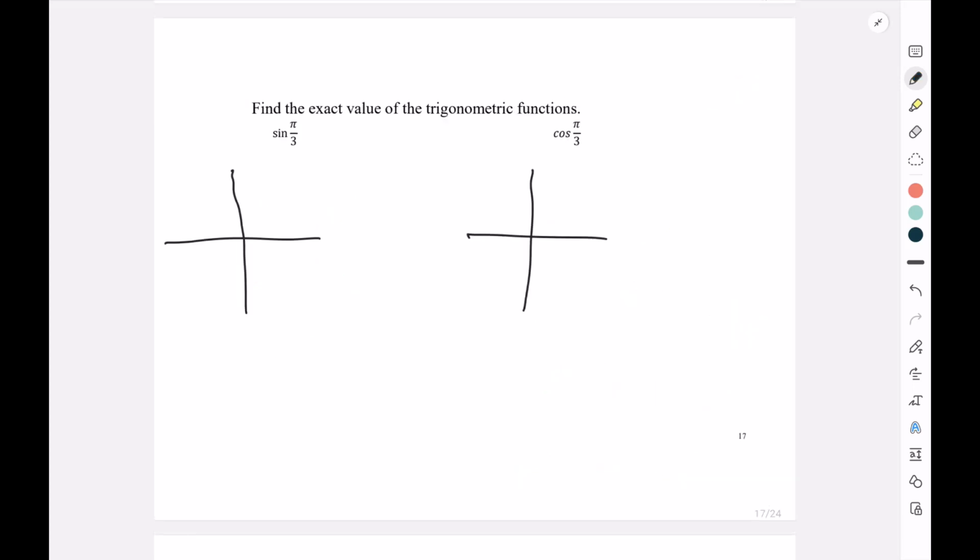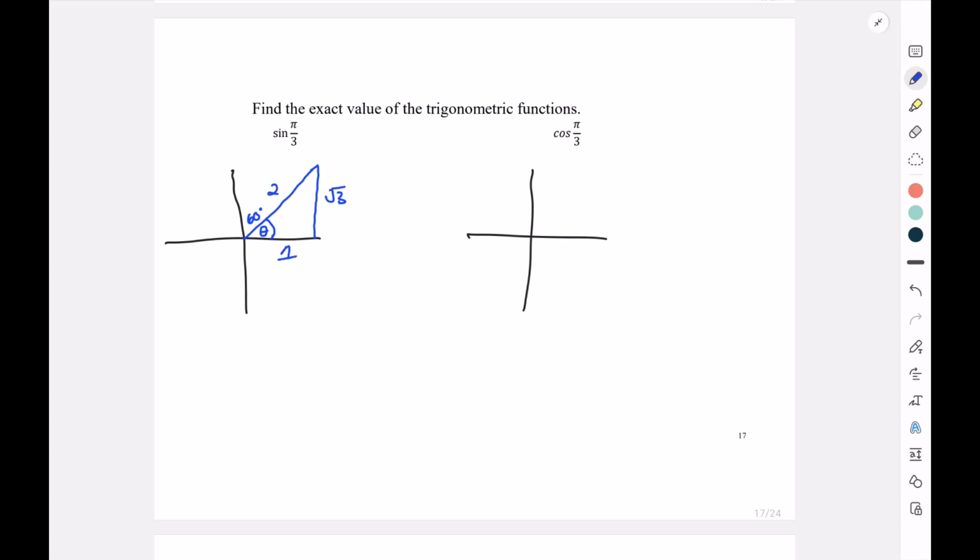So now we're going to try to find the exact values for our trigonometric functions. So first we're going to look at sine of pi over 3. We know that pi over 3 is 60 degrees. So we will get this triangle. Across from the 60 degrees we have square root 3. Then our hypotenuse is 2 and our leg is 1.